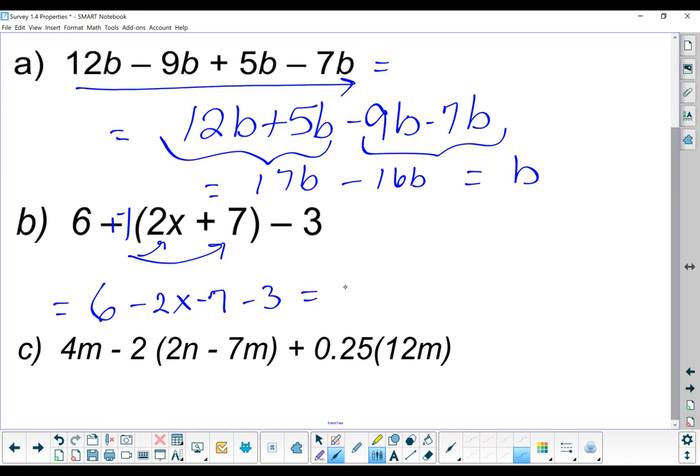Now put like terms together, and that's going to give me -2x. 6 minus 7, or even 6 minus 10, leaves me -4. So however you want to, the order that you want to put those together is fine. But there's our final answer.